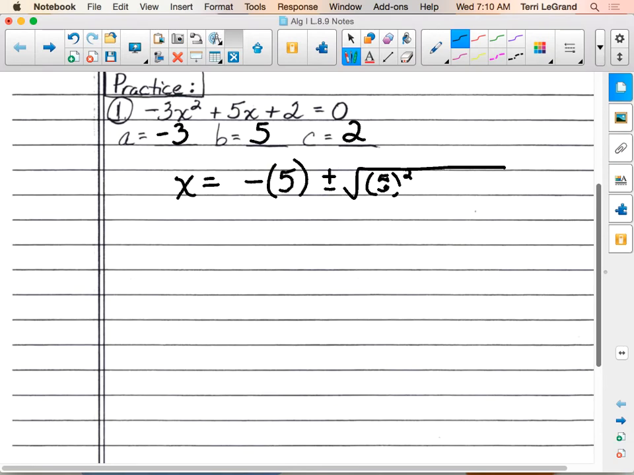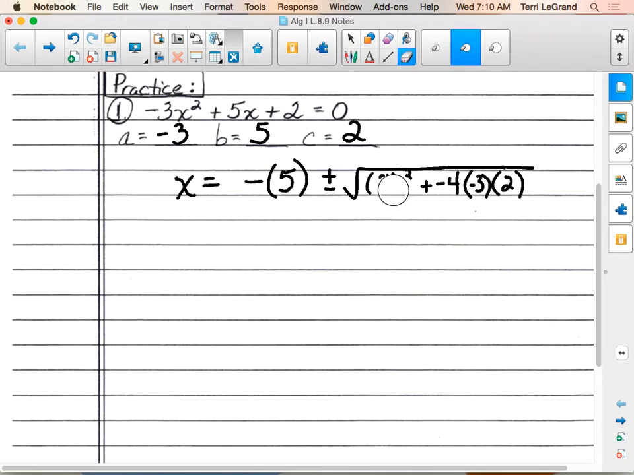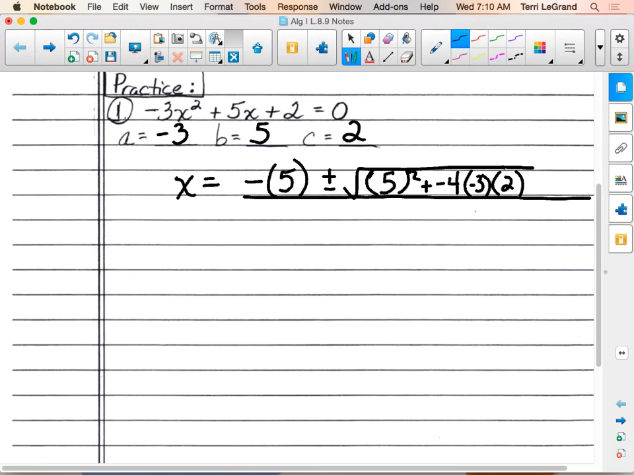It's minus 4ac. But just to help ourselves out, we're going to add the opposite. So we're going to make that a plus a negative 4. We're going to substitute in our a value, which is negative 3. We're going to substitute in our c value, which is 2. Okay, that's our numerator, all of that divided by 2 times our a value, which is negative 3.